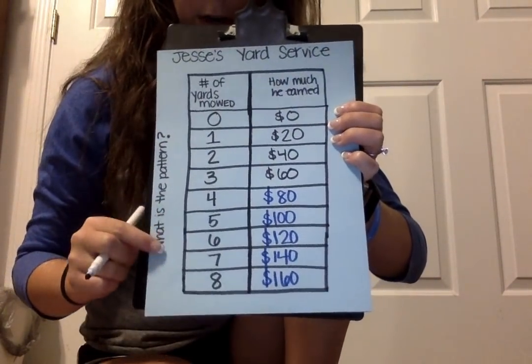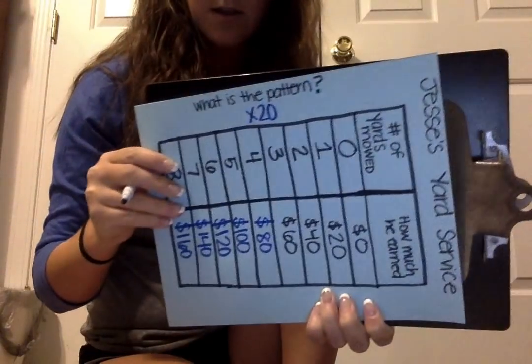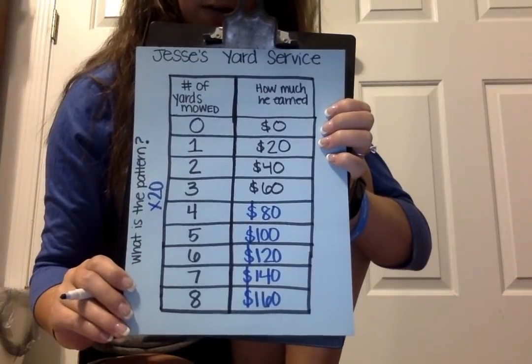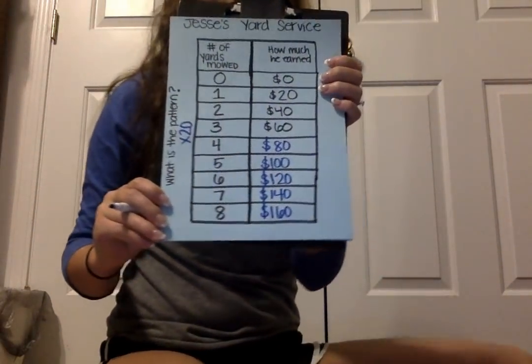So my question over here to the side said, what is the pattern? Well, the pattern is multiplying by 20. So I'm going to answer that right there. So I have my table and I've completed it. Now it's time to look at the graph.